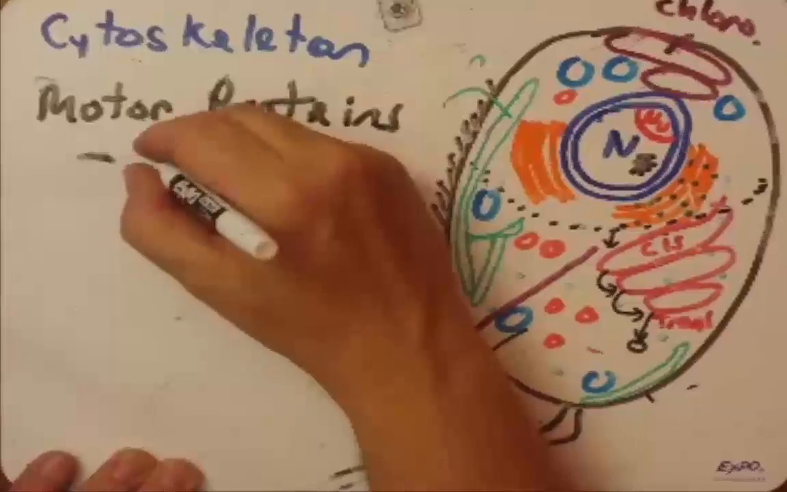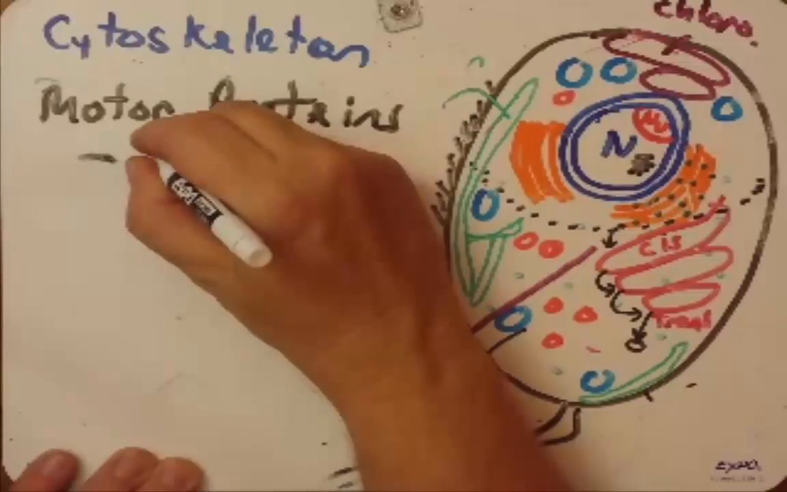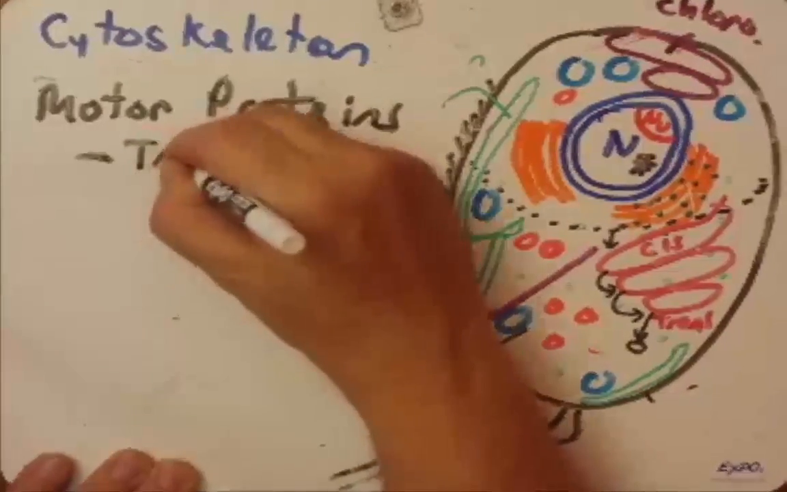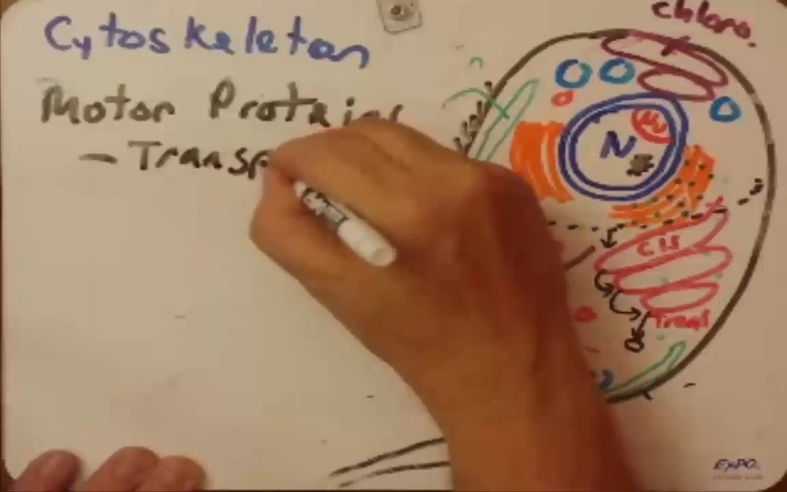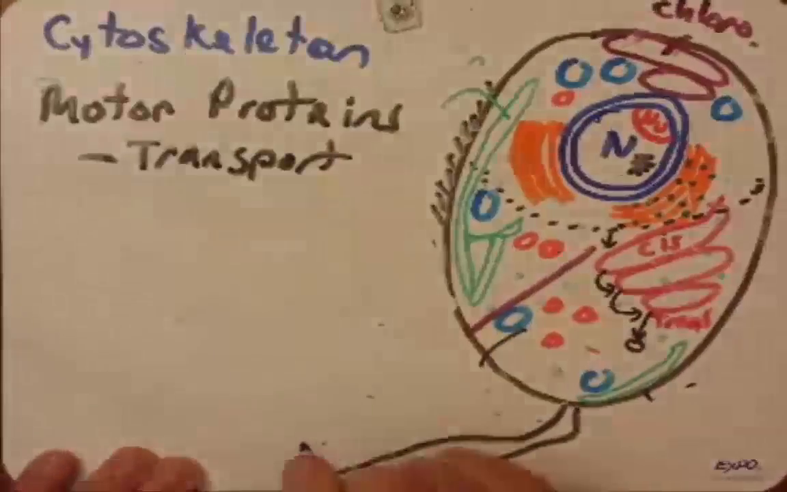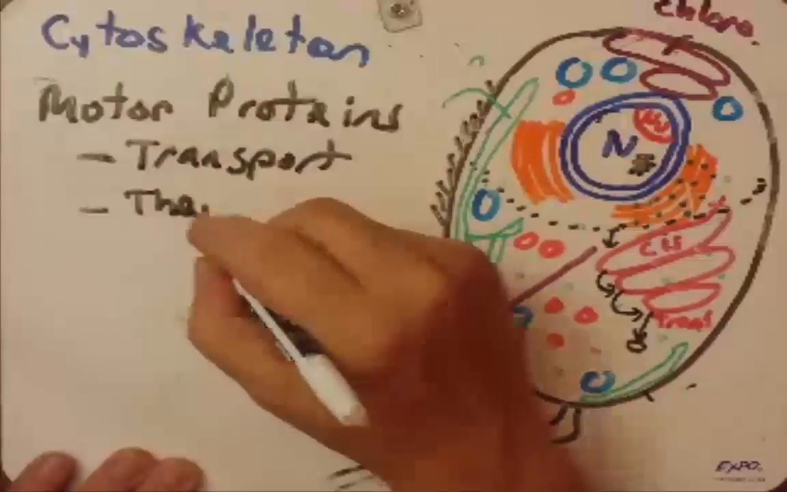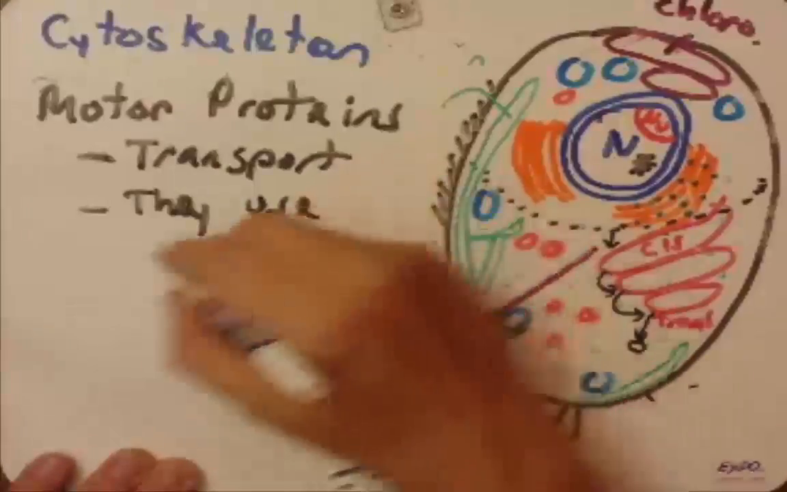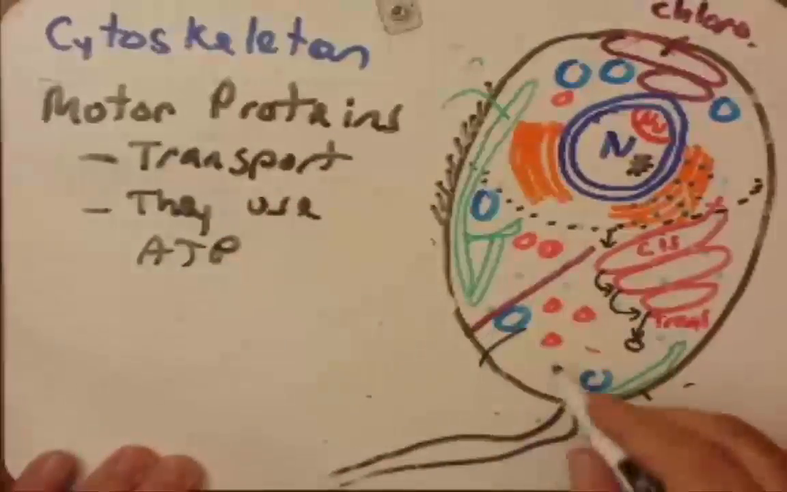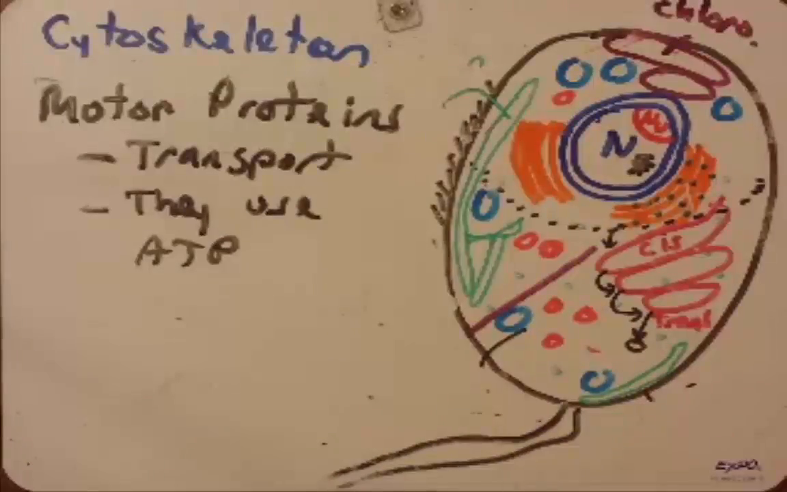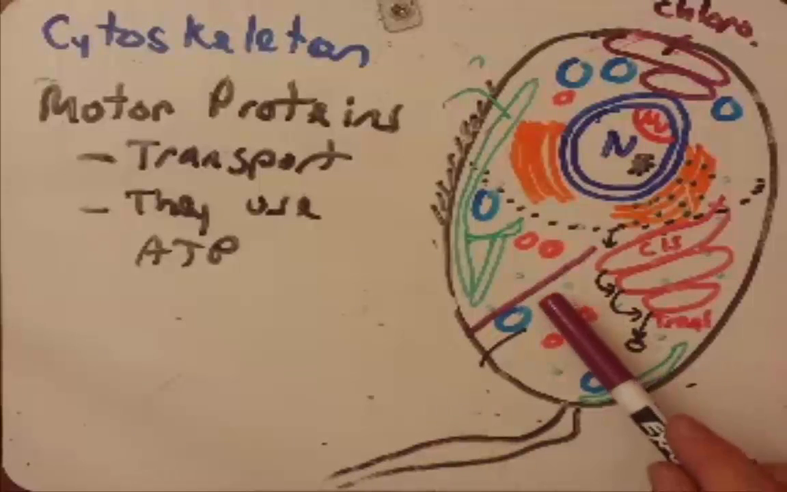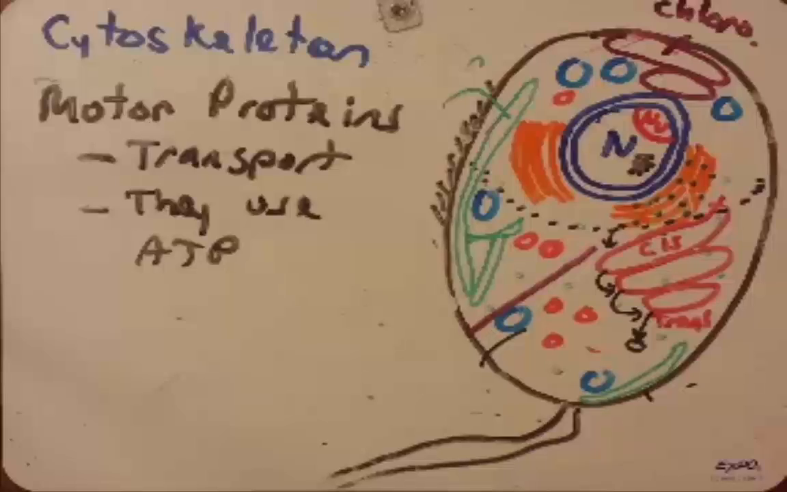So these motor proteins are important for transporting things on the cytoskeleton, and they use ATP to generate this work. So know that motor proteins are important in helping the cytoskeleton move things across the cell.